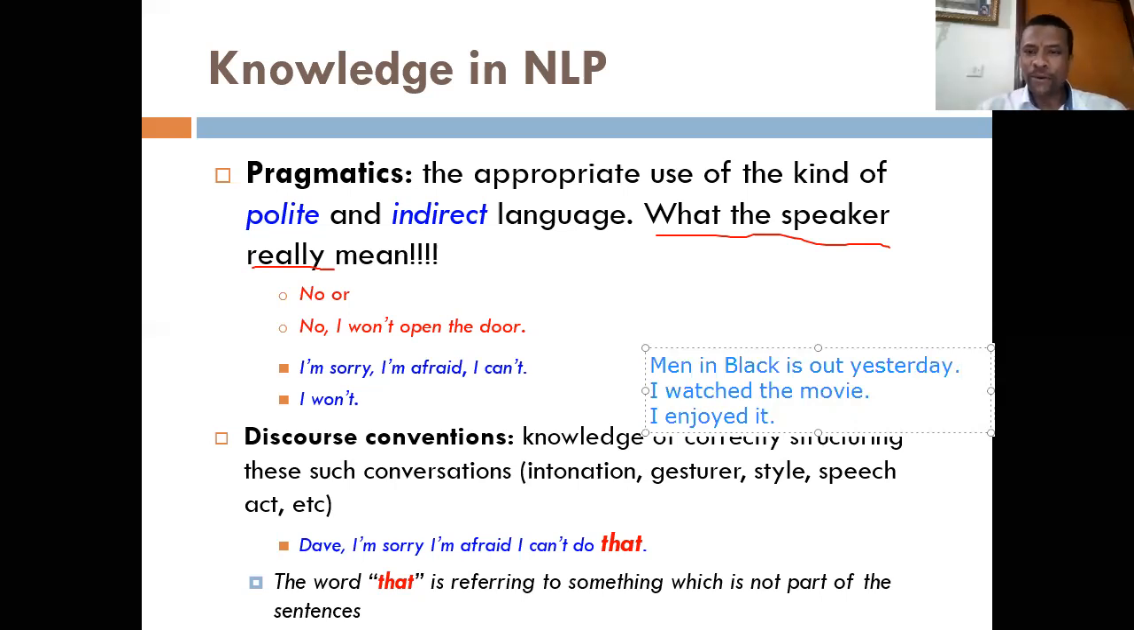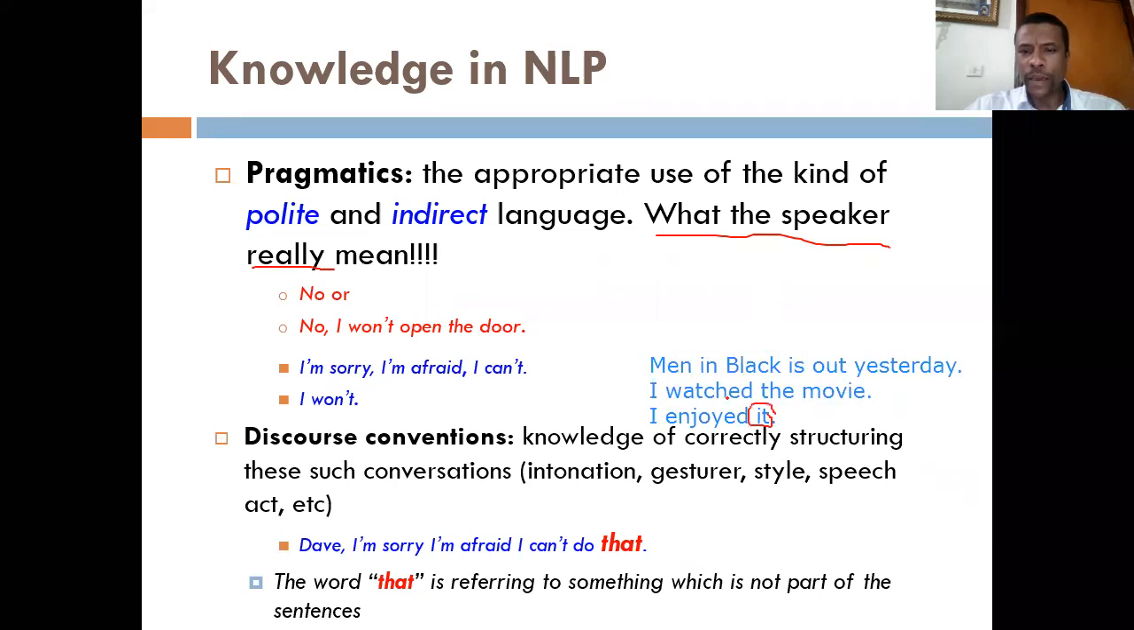Then it means "now" is referring to the movie, and the movie is referring to Men in Black. So you see, to get the context of a sentence, you might need to go beyond the sentence, and that's what we call discourse. Discourse is about a topic.